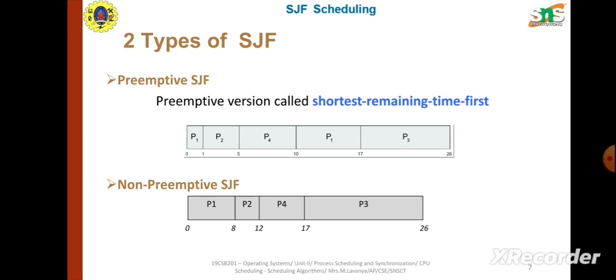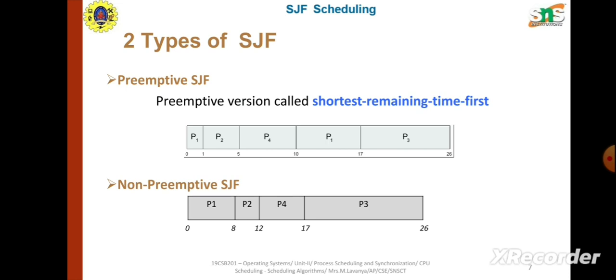Preemptive SJF is also known as shortest remaining time first algorithm. Preemptive SJF is nothing but if a shortest burst time process arrives while a longest burst time process is executing in the CPU, the current process which is executing with the largest burst time will be preempted and it will be placed in the waiting queue, and the newly arrived process with the shortest burst time will be allocated the CPU and it will be executing.